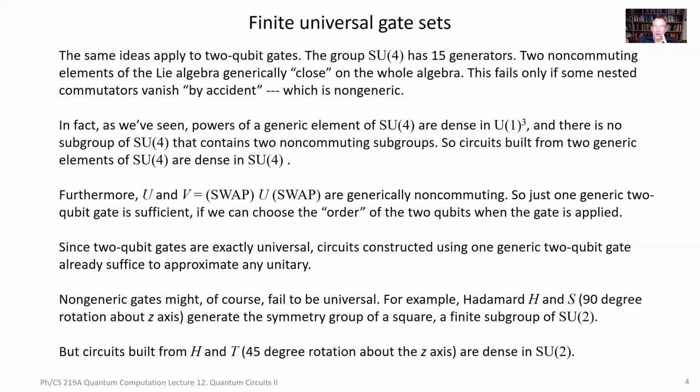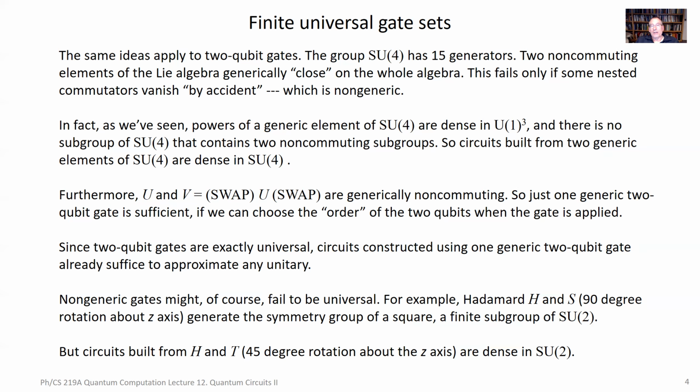So in fact, just one generic 2-qubit unitary, an element of SU4, if I can apply it in either one of the two orders, that's enough for me to get density in SU4, to get as close as I want to any 2-qubit gate. And because we already know the 2-qubit gates are exactly universal, that's enough to tell me I can get as close as I want to any unitary acting on n qubits. So that's the story for generic gates.